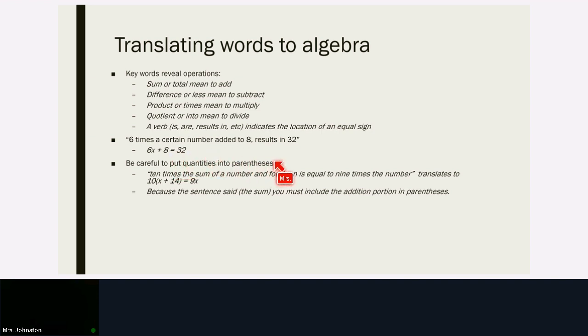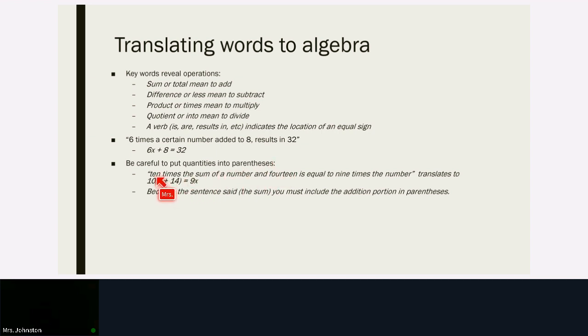Now, be careful to put quantities into parentheses when you translate. So there are some keywords, what I call total words, like sum, difference, product, or quotient, is usually followed by some numbers and the word and. That's where you would put that operation sign. However, you might see something that talks about the quantity of or the sum of, which means you're going to put those parts into parentheses.